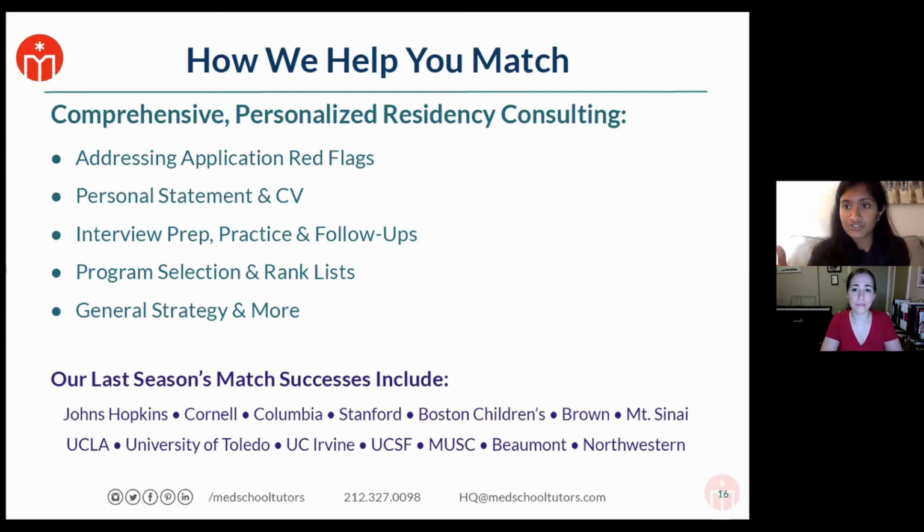And then general strategy. We are this year going to be doing a lot of work on this supplemental application and how to best game this system and strategize to put your best foot forward.